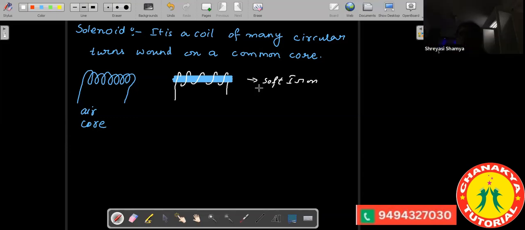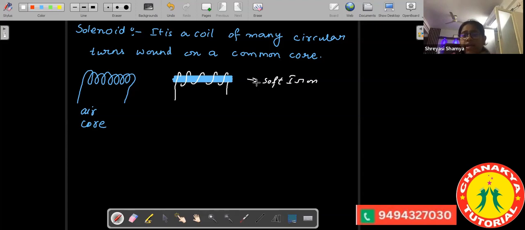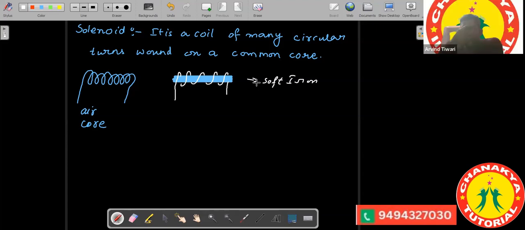Sir, does soft iron mean iron which contains carbon or not? Soft iron means iron which does not contain carbon. That's soft iron. So this is your iron core solenoid.